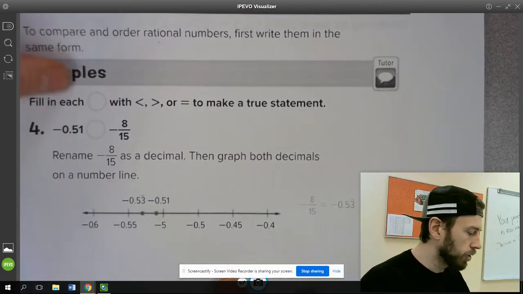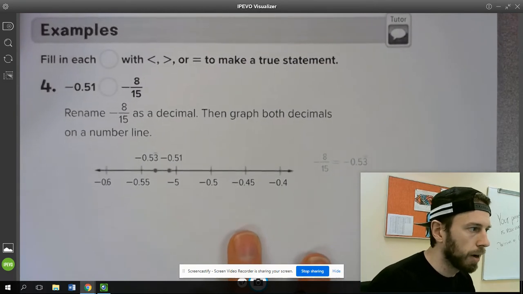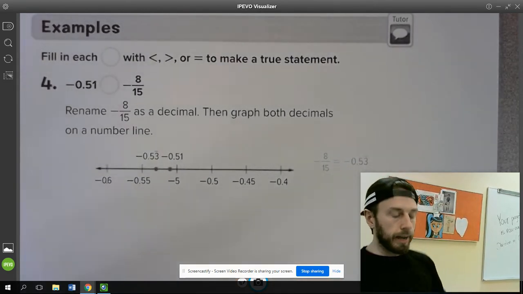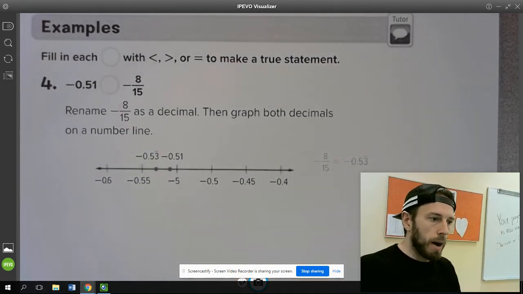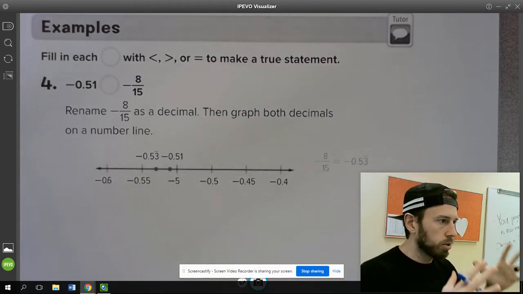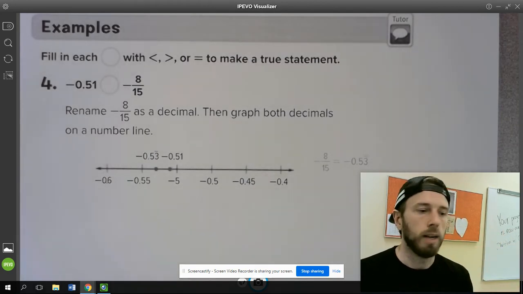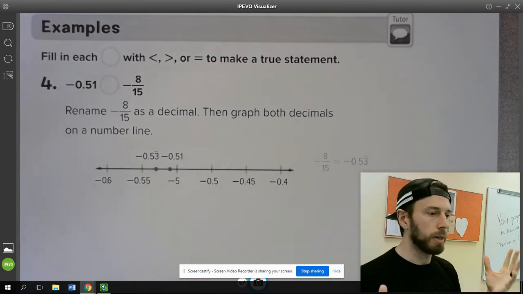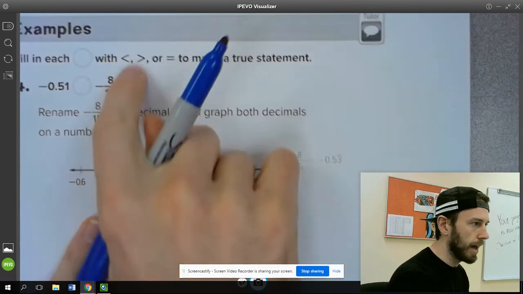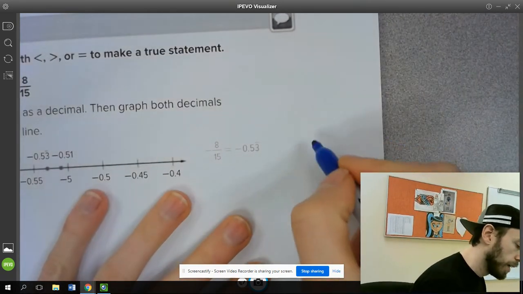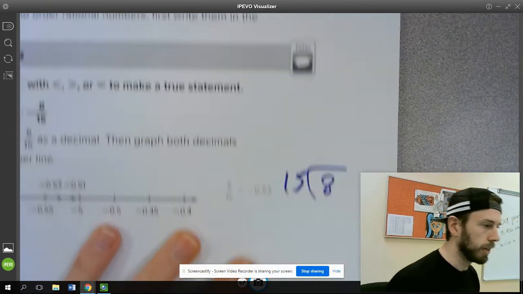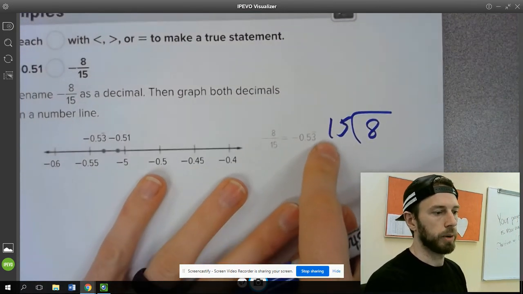Now, this is where it gets a little bit interesting. You guys might get some problems where you're going to have a decimal and a fraction. And my advice to you, just turn all the fractions into decimals like I just did on the last problem. It's going to be your easiest way. All you got to do is take that number right there and divide it, right? 8 divided by 15. I know I don't have the prettiest handwriting, guys.